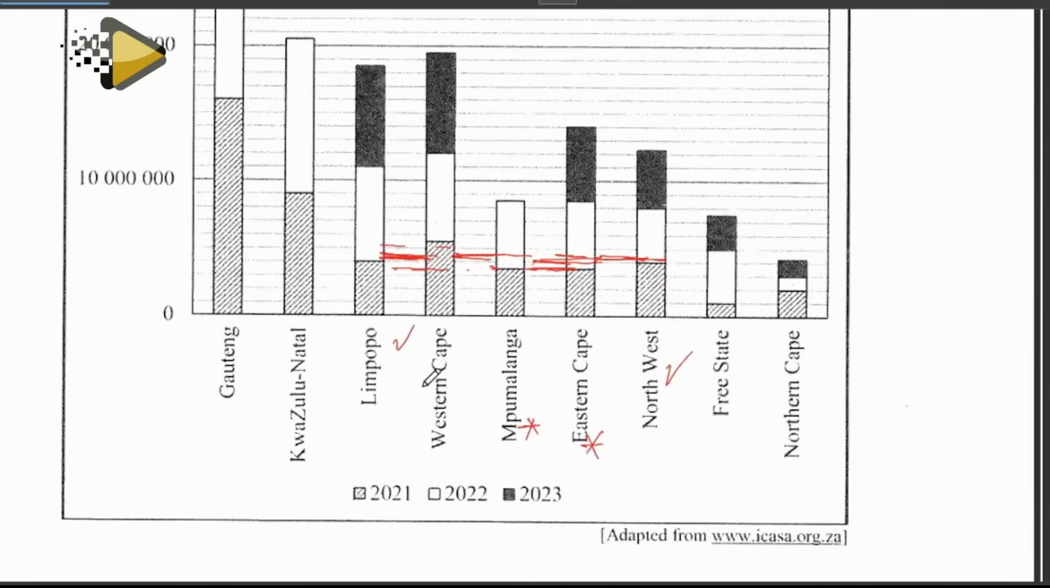You come here, Limpopo 2022, it's a space one here. Now, what you're going to do, look, it starts from here and it ends there. We find out how many lines we have here. We have 1, 2, 3, 4, 5, 6, 7, 8, 9, 10. Each line is representing 1 million. So if this is 10, this is 11. It started from here.